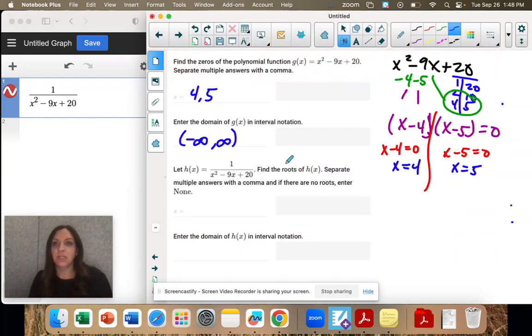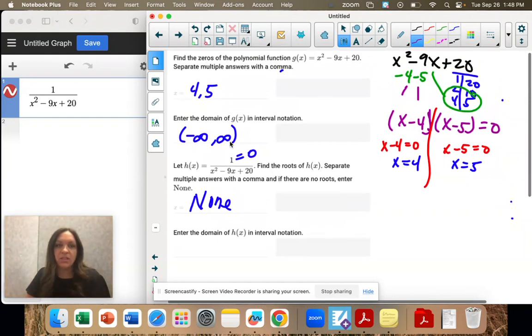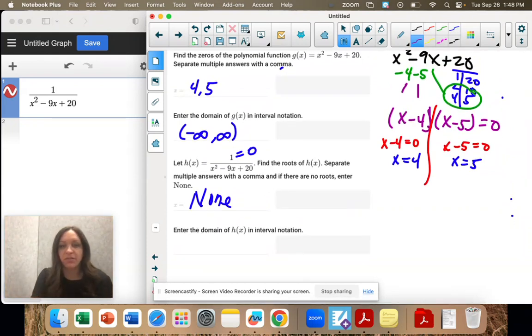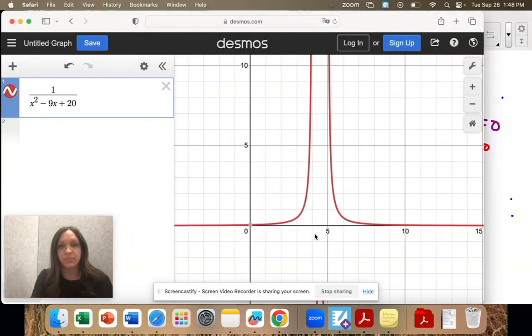Okay, so let's see. Find the roots. Again, when 1 is just the numerator, when we set that equal to 0, there's none. There's no roots. But the domain, we get these breaks at 4 and 5. We get what we call asymptotes.